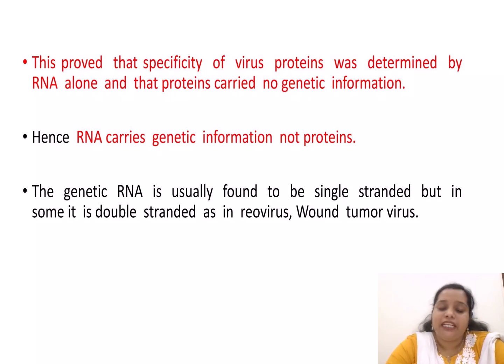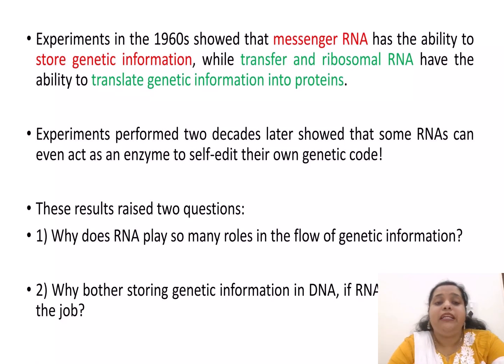So the genetic material RNA is usually found to be single-stranded, but in some cases, say in reoviruses or wound tumor viruses, it might sometimes be double-stranded also. Now, experiments in 1960 showed that messenger RNA had the ability to store genetic information, and transfer and ribosomal RNAs have the ability to translate this genetic information to proteins.